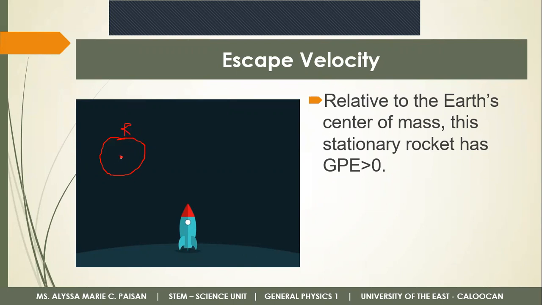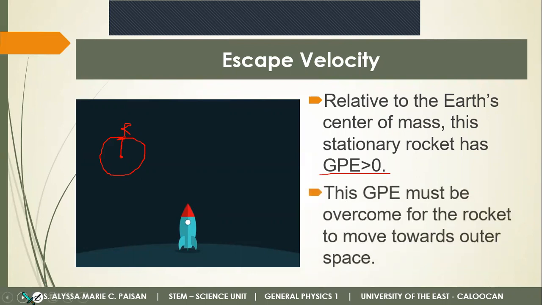Relative to the center of mass of the Earth, this one has a non-zero gravitational potential energy. Okay? Relative yan sa center ng ating Earth. Pero katulad nga ng nasabi natin dati, kapag relative to the ground, zero yung kanyang gravitational potential energy. But again and again, we change the reference point so that this thing would be true. And then, this GPE must be overcome for the rocket to move towards outer space because of the gravitational pull of the Earth on the rocket.